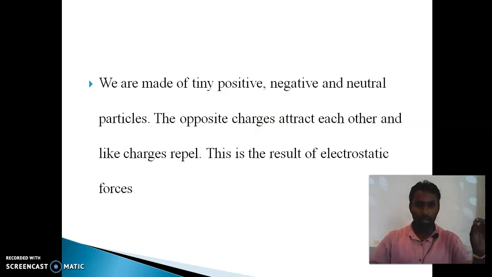That means take two combs and rub them with the same amount of force. Then take the two combs close to each other. What will happen? They will repel because of the same kind of charges, the same amount of charges. If the same kind of charges are present, they will repel. If both are positive, they can repel. If both are negative charges, they can repel. Only in the case of positive and negative can they attract.